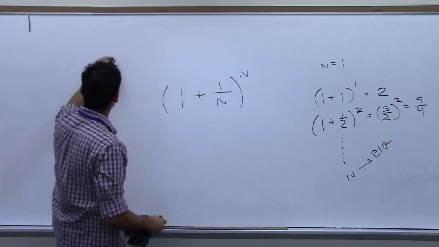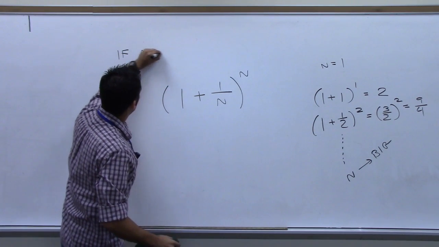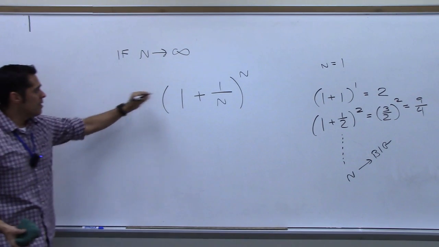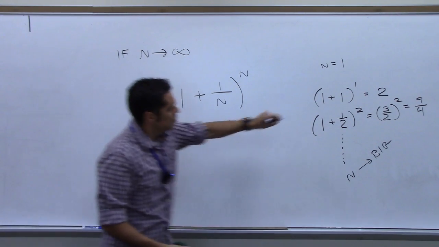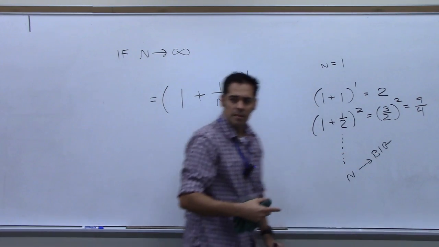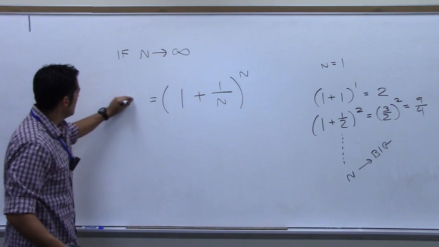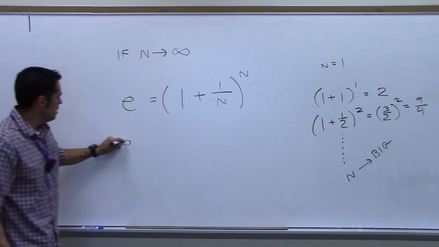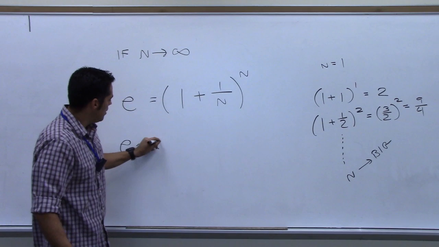So in this expression, if n goes to infinity, gets huge, grows without bound, it was 2, then it was this, it keeps getting closer and closer. The number it goes to is that number. Have you ever heard of that number before? E. E is approximately 2.71.